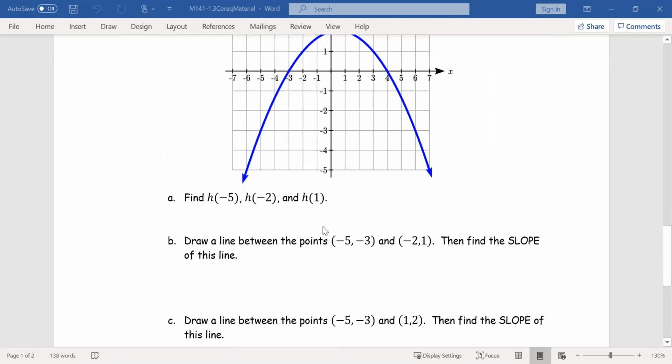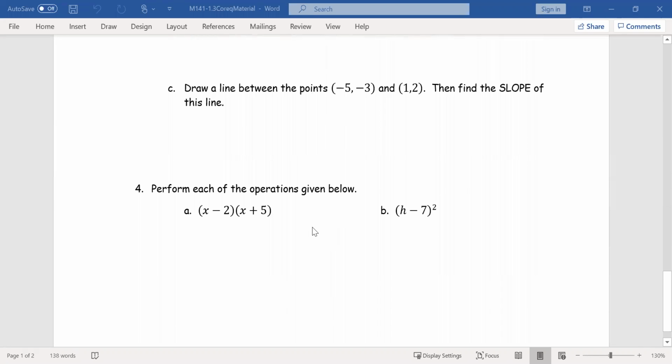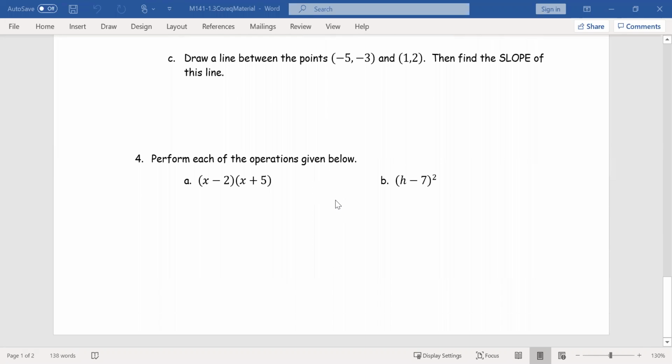Skip problem number 3 for now. It's some practice with function notation as well as finding slopes. Then I want to look at these problems here. We're asked to perform the operations given. Notice here we have x minus 2, that quantity, times x plus 5. In this case, these are two expressions being multiplied, the x minus 2 and the x plus 5.